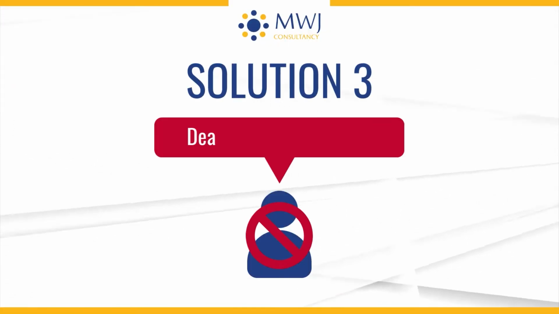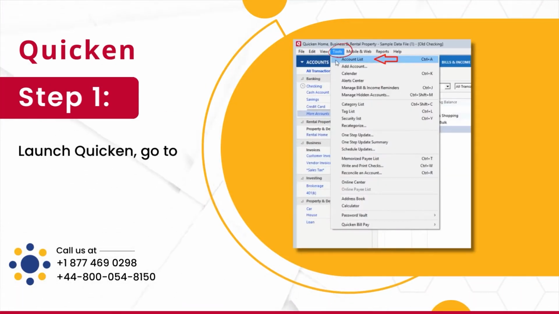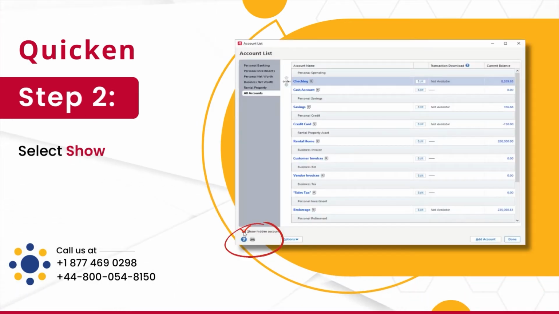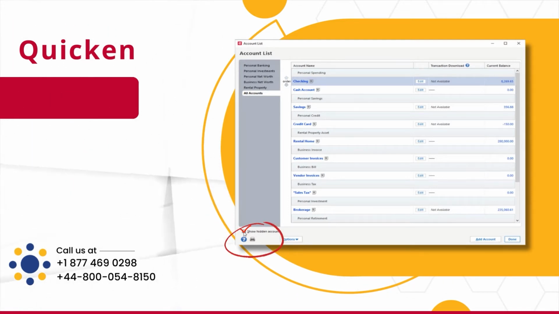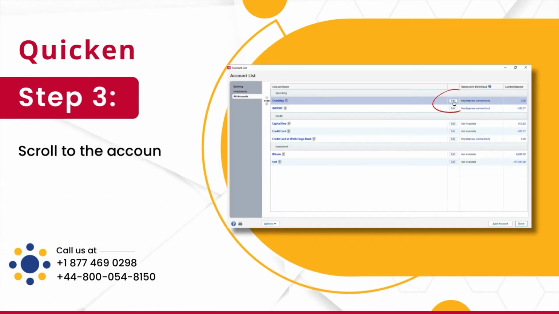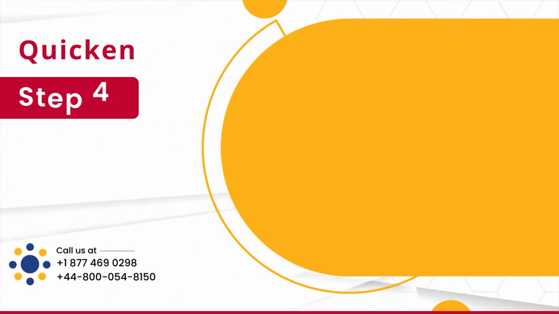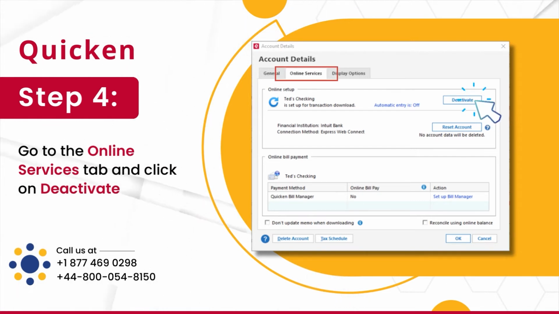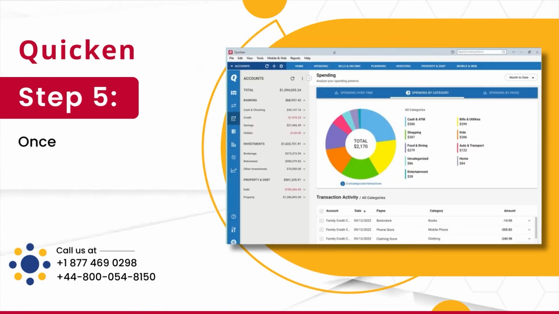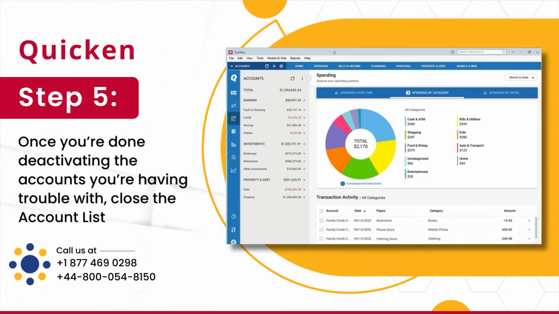Solution 3. Deactivate the account. Step 1. Launch Quicken. Go to Tools and select Account List. Step 2. Select the Show Hidden Account box at the bottom of the account list if present. Step 3. Scroll to the account you're encountering a problem with and click on Edit next to it. Step 4. Go to the Online Services tab and click on Deactivate. Step 5. Once you're done deactivating the accounts you're having trouble with, close the account list.